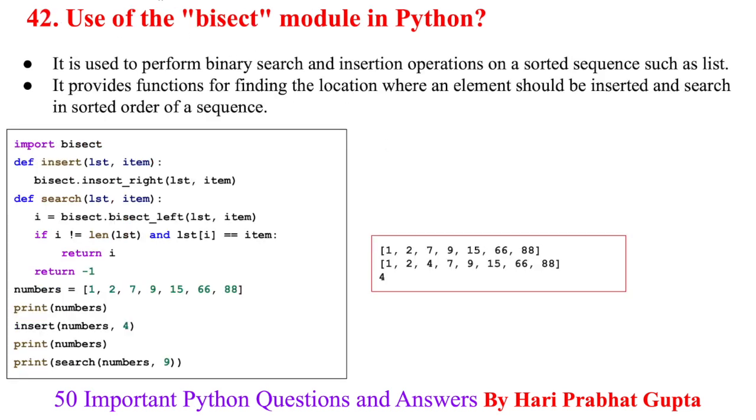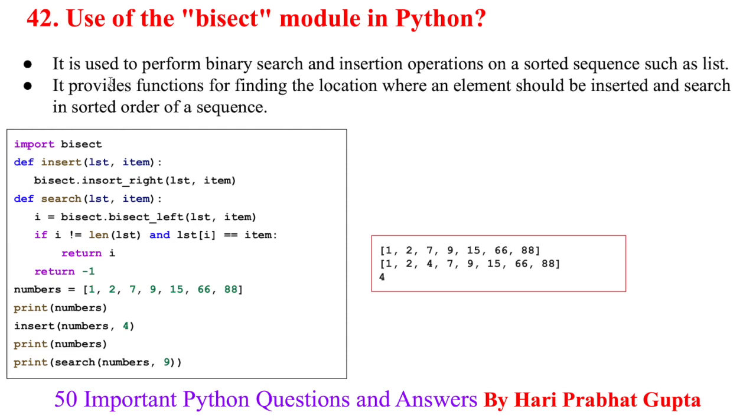The question is how to use the bisect module in Python programming. The bisect module in Python programming is also a built-in Python module that provides the functionality for performing binary search and insert operations on a sorted sequence such as a list. And binary search is an efficient way of searching for an item in a sorted list, and its time complexity is the order of log n.